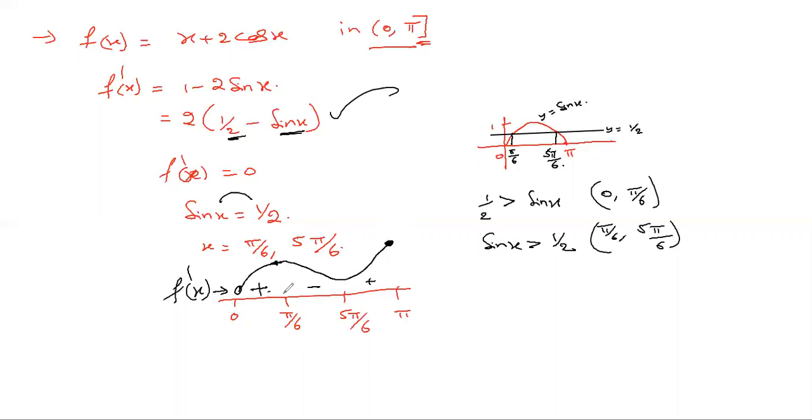So listen carefully, at x equals to pi by 6 you can observe local maxima. And moreover at pi also you can observe local maxima. Now at x equals to 5 pi by 6, local minima. I think it is very clear for you.